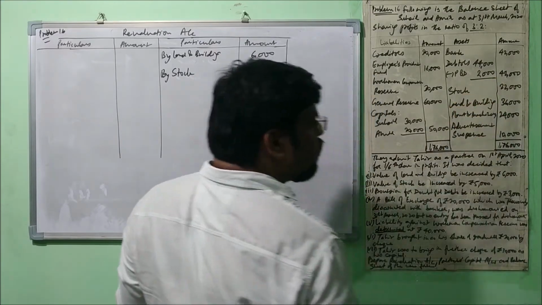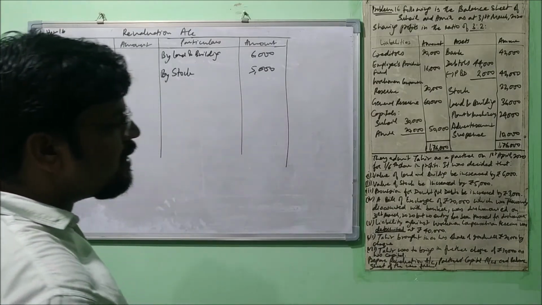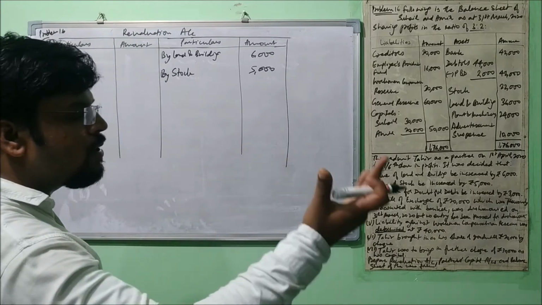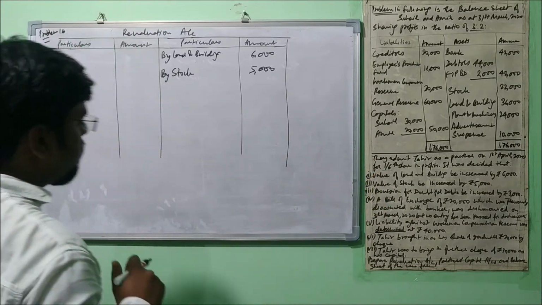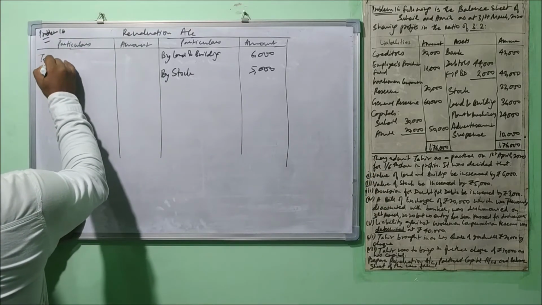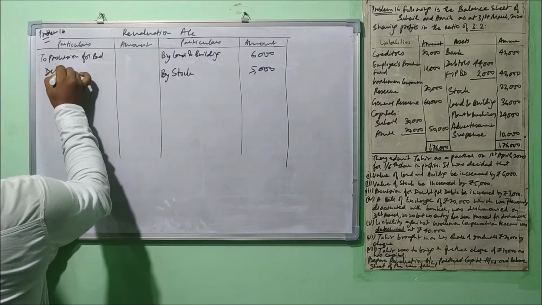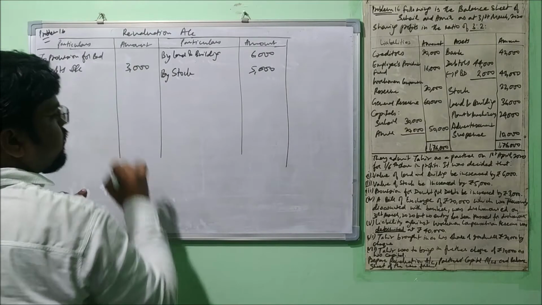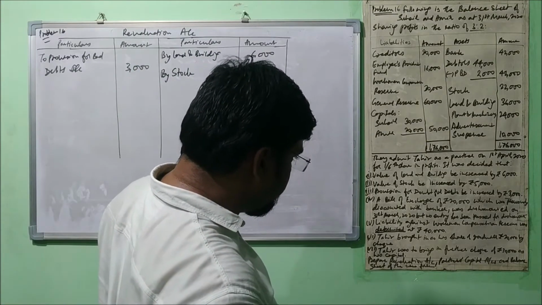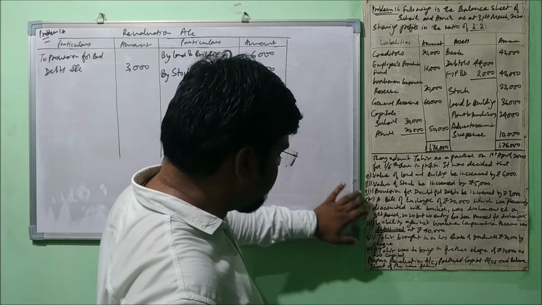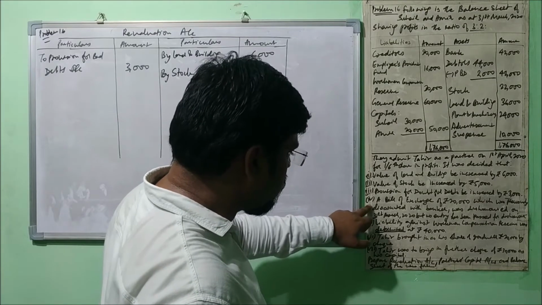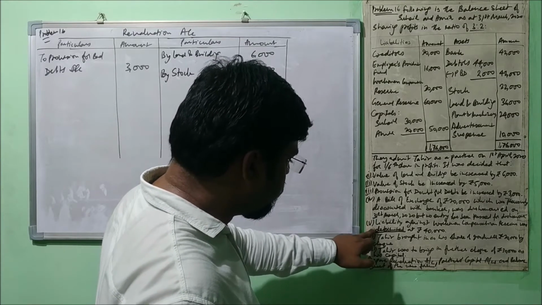As provision is a liability, whenever the liability rises, it is supposed to be credited. So revaluation account debit to the particular liability, here to provision for bad debts account, how much amount? 3,000. Now let's talk about the bill of exchange, but this is not related to this revaluation, let me tell you. We'll talk about it later on.